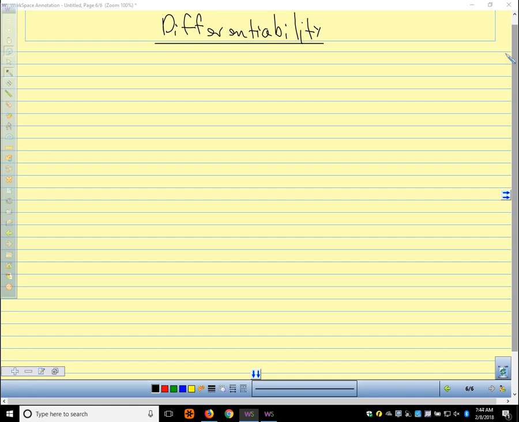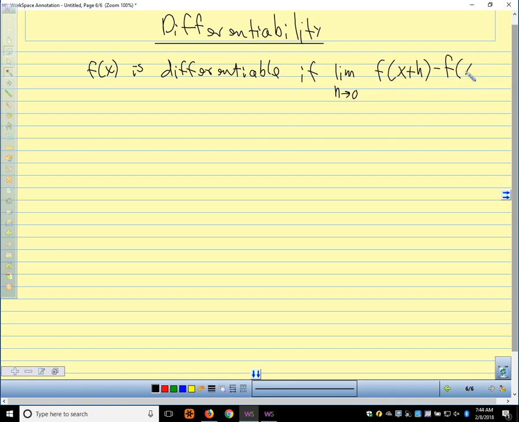All right, differentiability. So for a single variable function, we say that f of x. Wait, how many lines do I need for this? Not a lot. Half a page maybe. Because we're going to draw a picture too. So for a single variable function, we say that our function is differentiable if this limit as h approaches 0 of f of x plus h minus f of x over h exists.